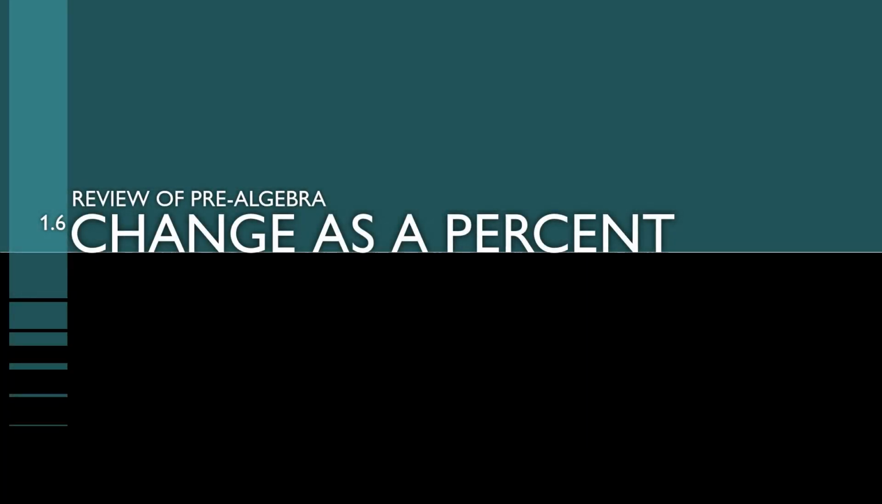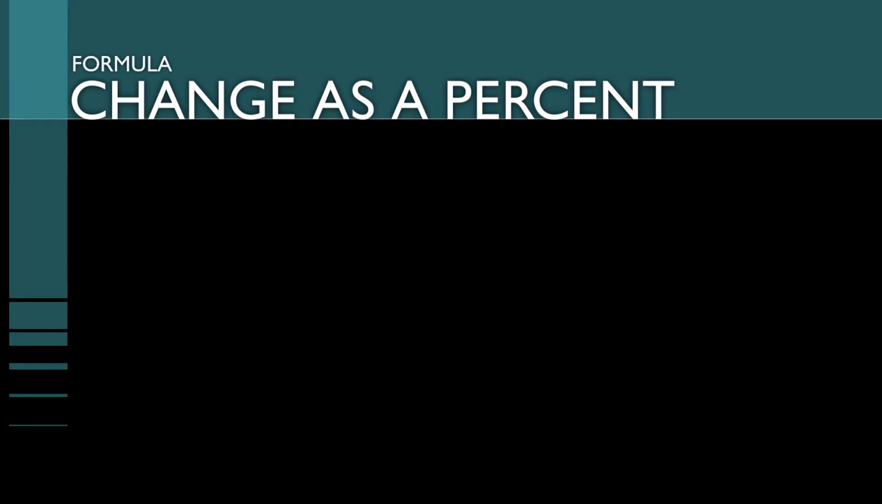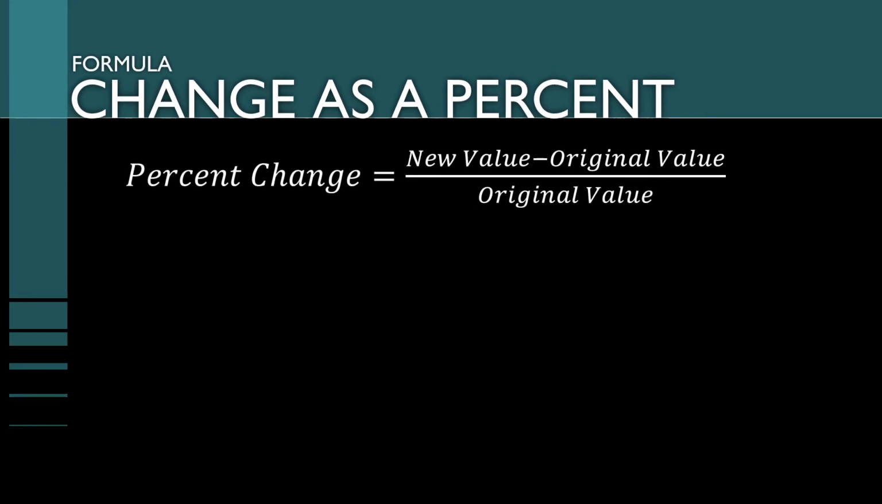To finish off our review of pre-algebra, we're going to look at change as a percent. So the change as a percent formula is the new value minus the original value divided by the original value. What this means is that we could end up with either a positive or a negative depending on if the change is going to be greater or smaller than the original. Now the way that I'm going to notate this for you is delta percentage equals V2 minus V1 over V1.